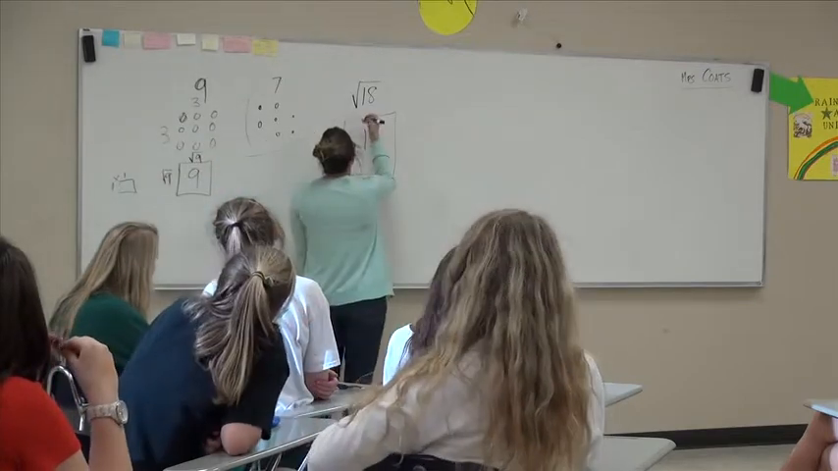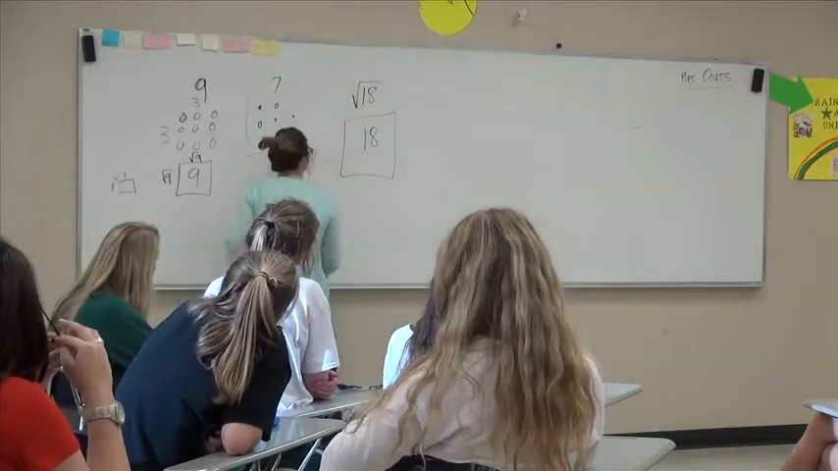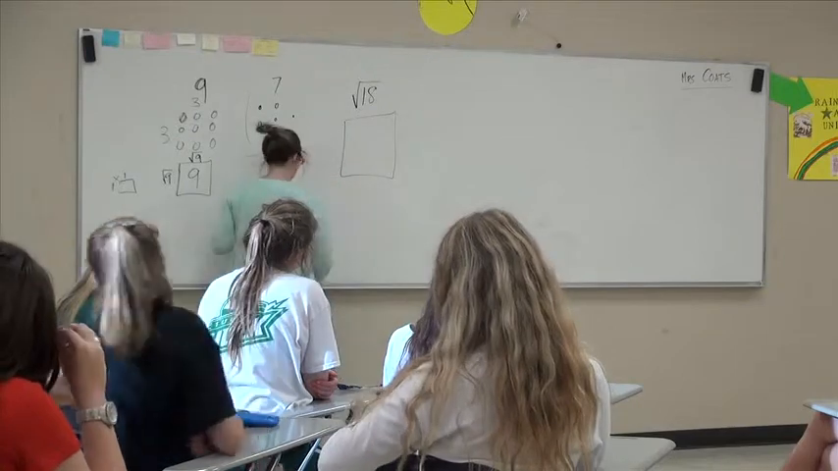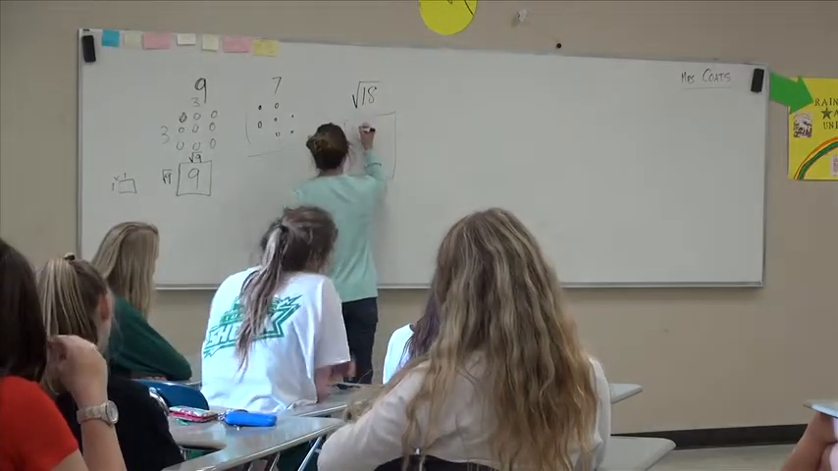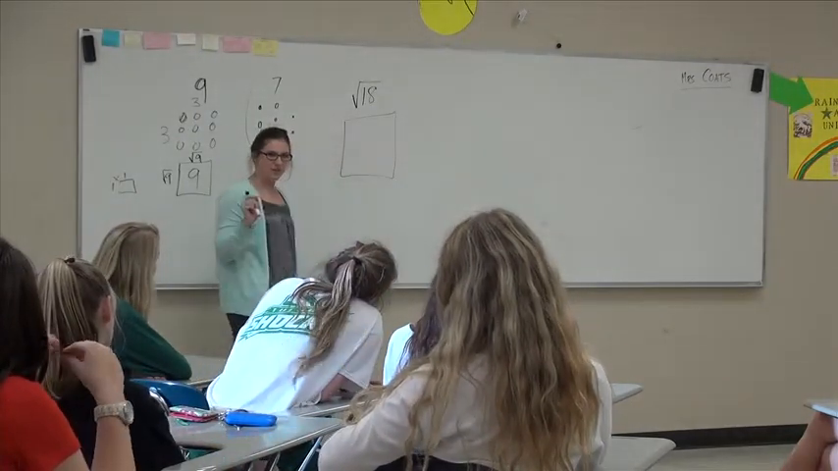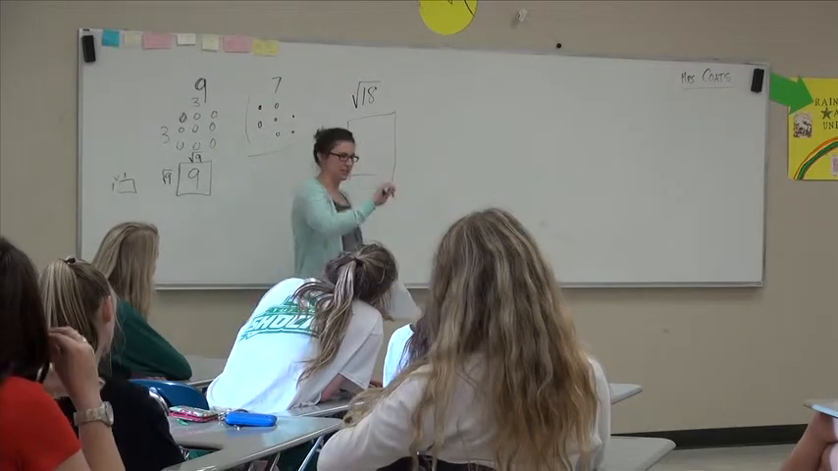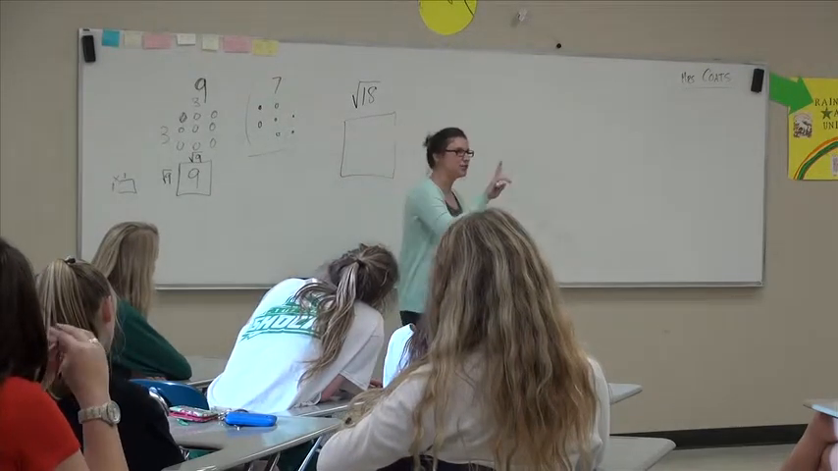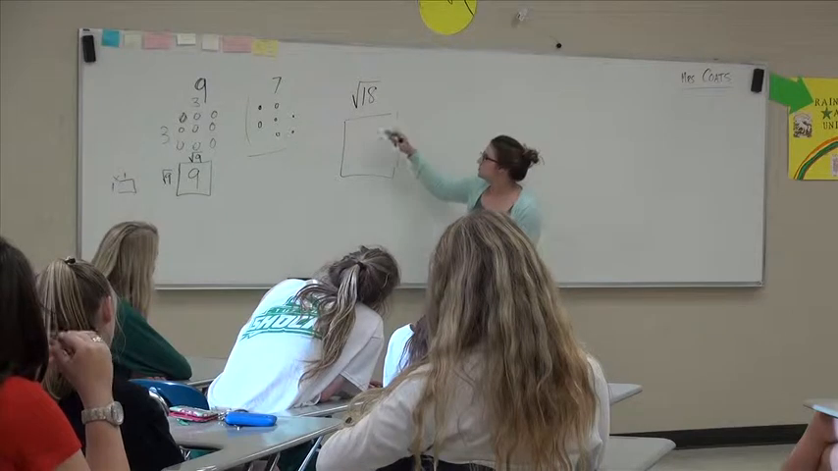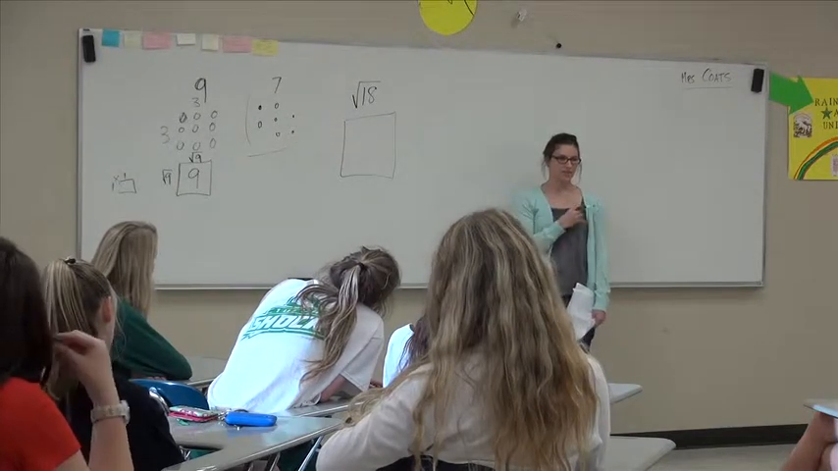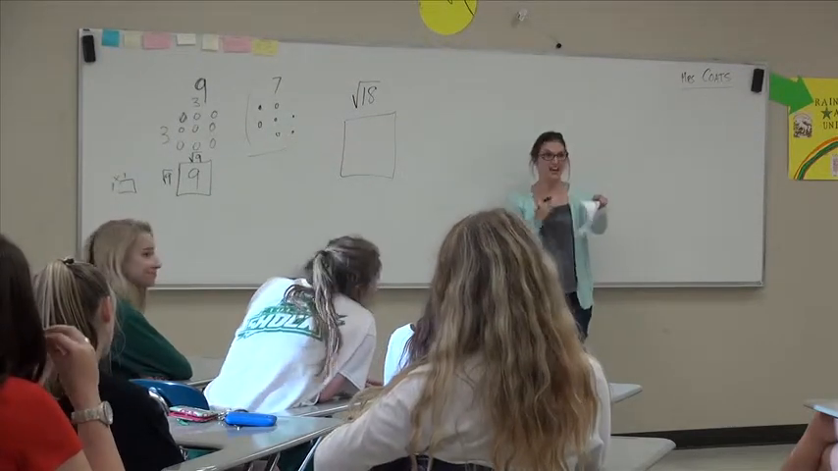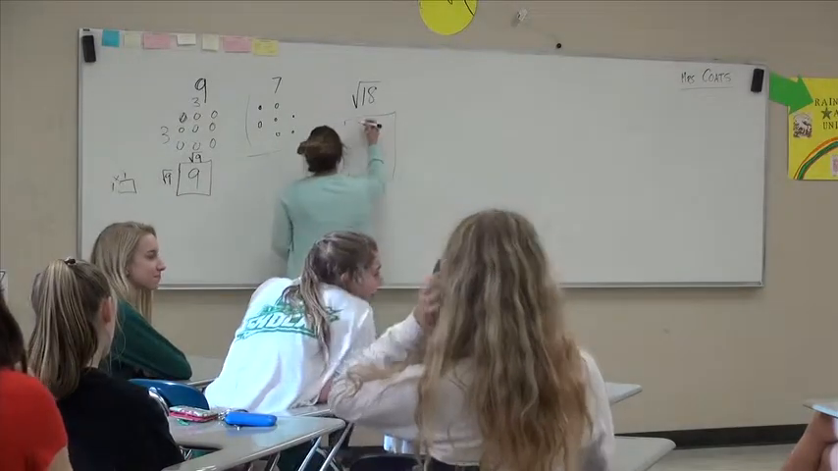What if we did this? Let me erase this 18. So we know that this area is 18, right? Okay, what if we made these little squares 2 square inches? Not just 1 square inch, but 2 square inches. How many squares would we have in here? 9. We'd have 9.